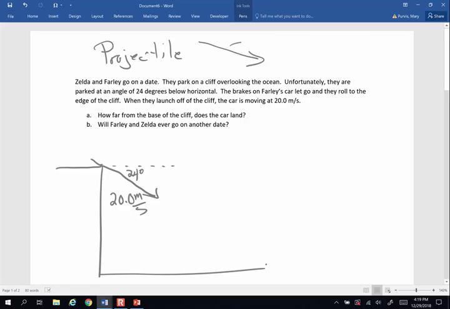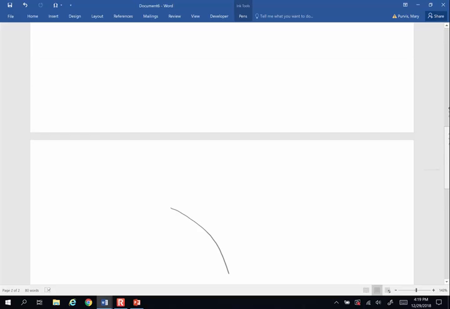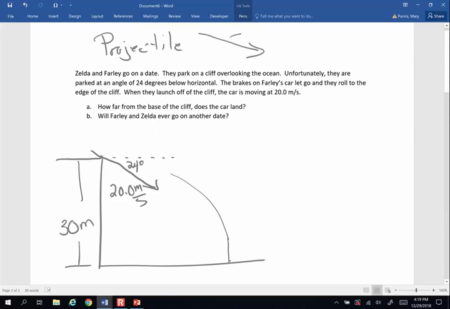And I think I forgot a piece of information when I typed out the problem. The cliff is 30 meters high. So the question is, where, down here, where exactly does the car land? We actually care about and want to find x, the horizontal displacement.